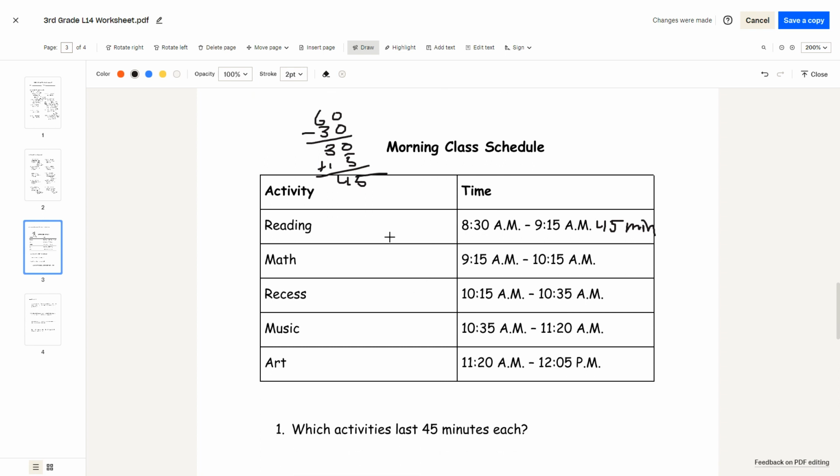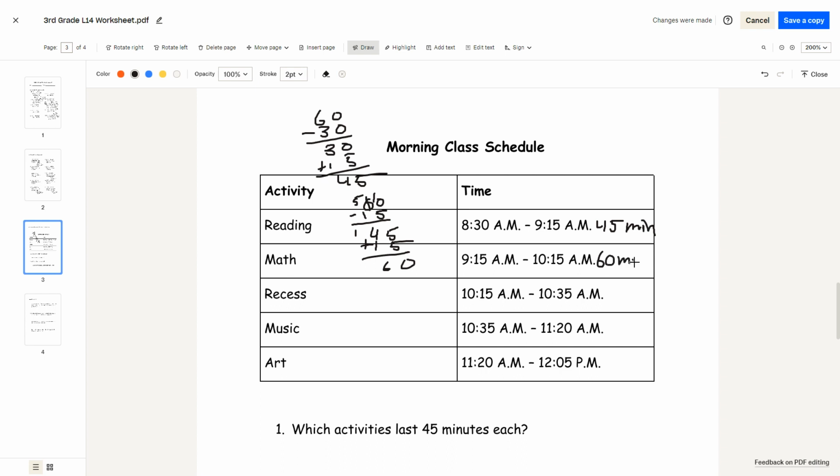So for reading, 60 minus 15 gives us, let's see, 10 minus 5 is 5, 5 minus 1 is 4, so we have 45 minutes plus 15, because when we add 45 to this, it gives us 10, and we need to reach 10:15, so we need the extra 15 minutes, so that's why we're adding 15. So 5 plus 5 equals 10, 4 plus 1 equals 5, 5 plus 1 equals 6, so we get 60.